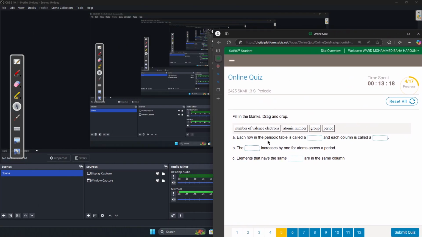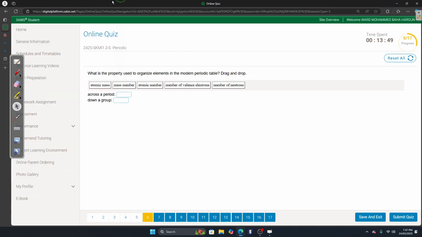Each row in the periodic table, blank and blank. I have to do this because I can't see my monitor. I'm not going to explain what I already did. Elements that have the same number of valence electrons in the column, blank. We already explained this, and since this is the last answer, it goes here. You have to memorize this because we didn't take it yet. The atomic number, which is the protons, increases by 1 for atoms across the period, which is the one that's horizontal. Across a period, we said it's the atomic number. And down a group, number of valence electrons. Is that actually... yeah, okay.